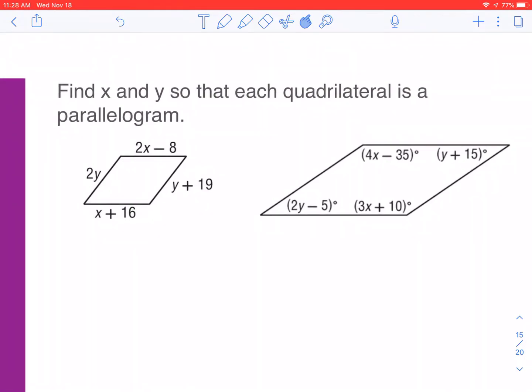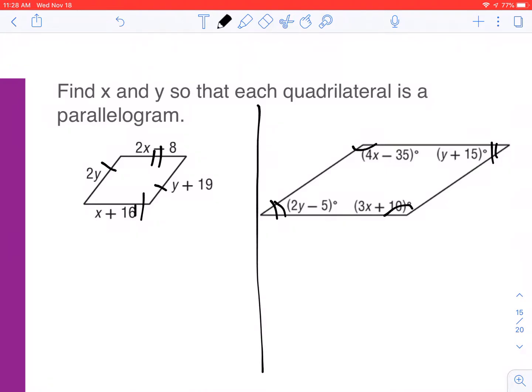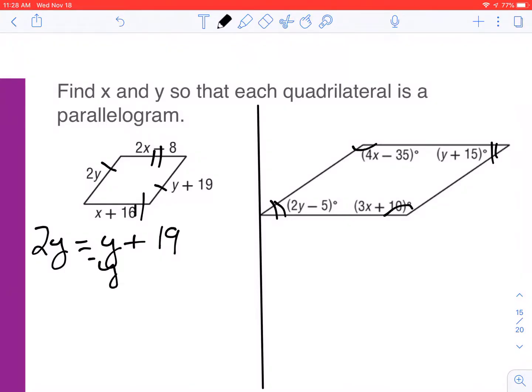Okay, last one. We're going to do the same thing here. We're going to set opposite sides congruent, and we are going to do opposite angles congruent. I'm going to have you guys do this on your own. Come back and check your answers. 2y equals y plus 19. I'm just going to subtract a y from both sides. y equals 19.